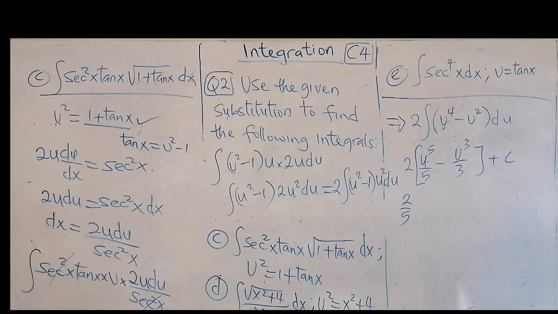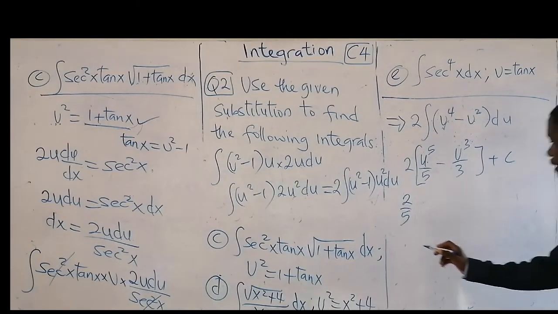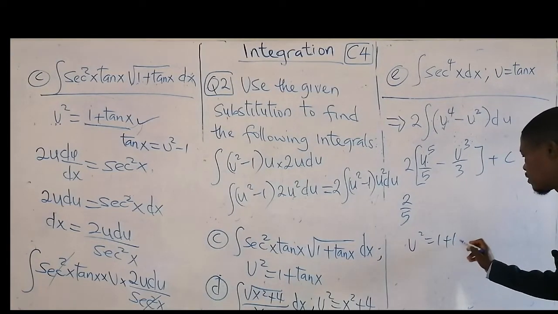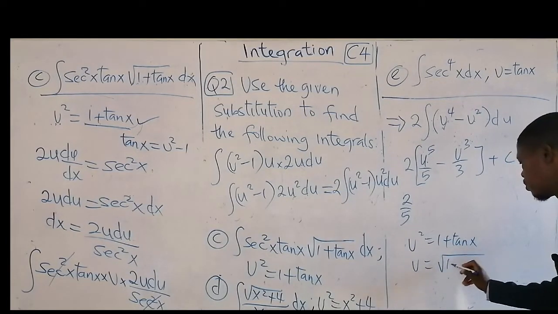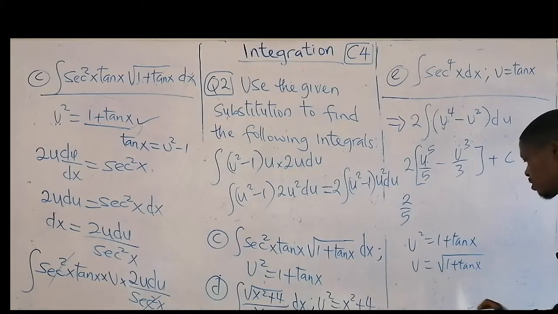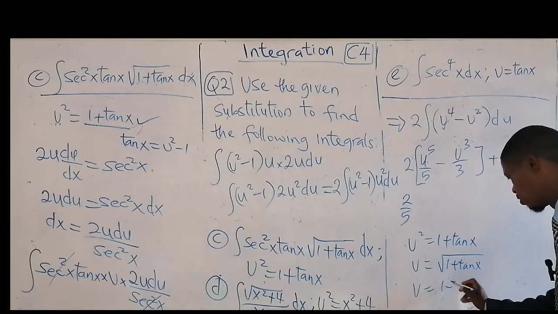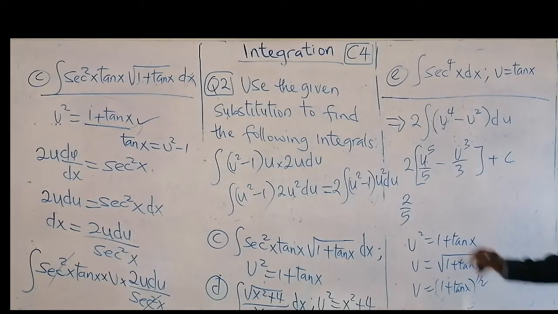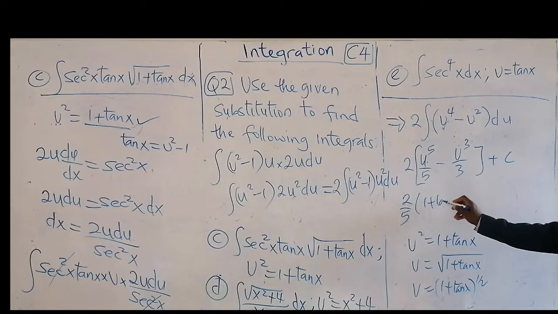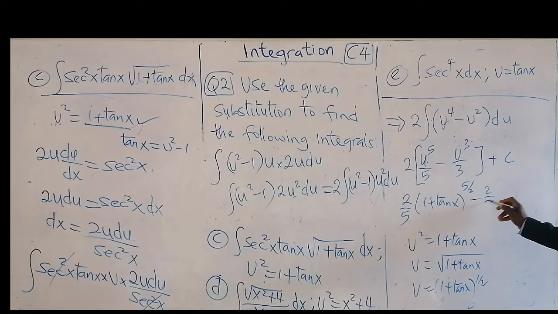U to the power 5. Our u, we have a value for u. If u squared is 1 plus tan x, u will be the square root of 1 plus tan x, which is the same as 1 plus tan x to the power half. So we're going to have 2 over 5 times (1 plus tan x) to the power 5 over 2, minus 2 over 3 times (1 plus tan x) to the power 3 over 2, plus c.